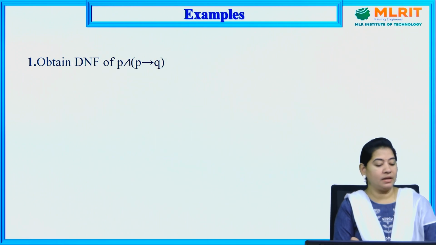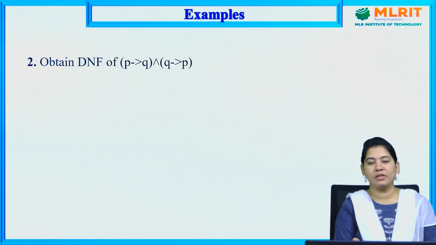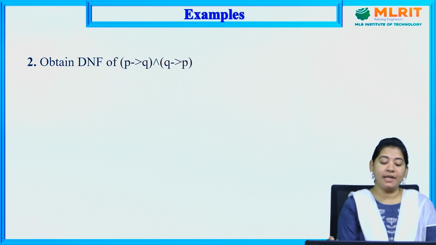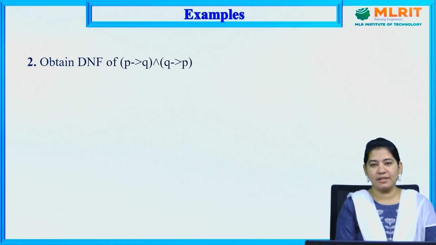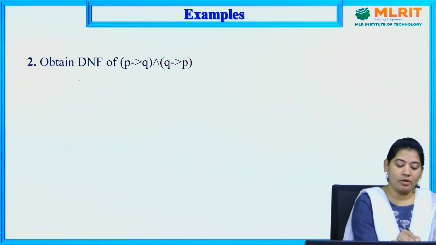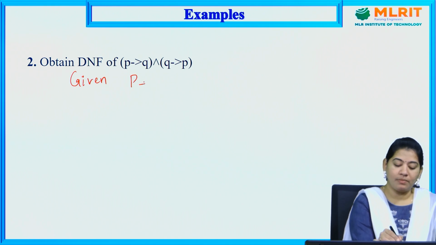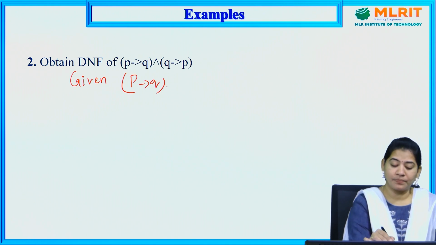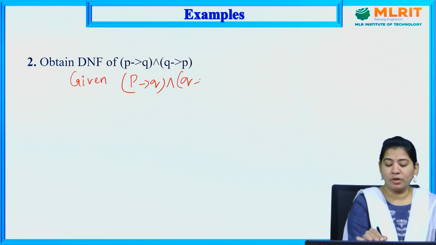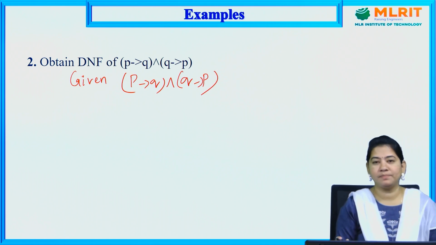Let us see another question also. Let us see one more example here. We have P implies Q and Q implies P. So note down the given formula: P implies Q and Q implies P.